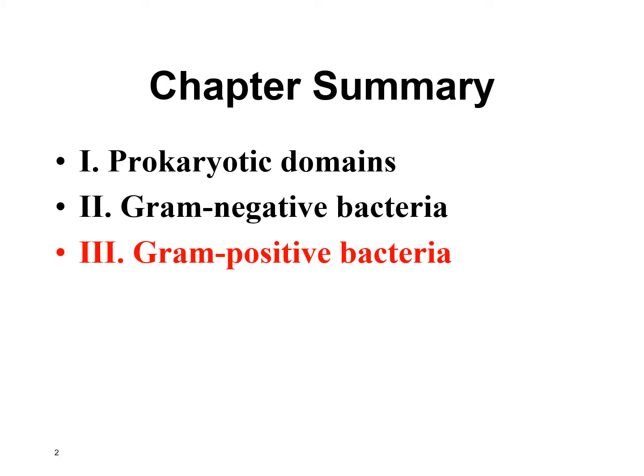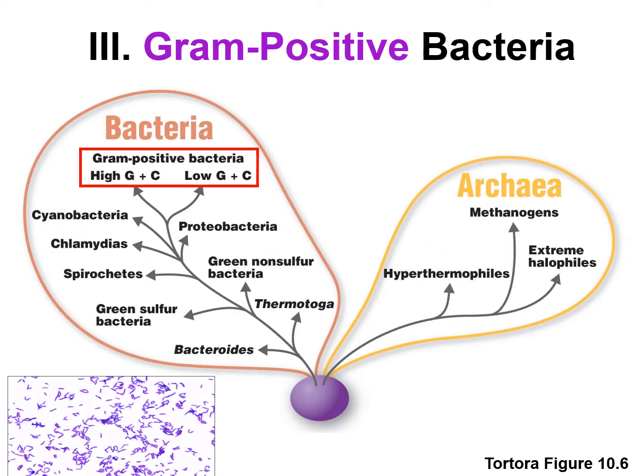We're going to take a look at the gram-positive bacteria in this video. Looking at the evolutionary tree, we're going to divide the gram-positive bacteria into two different groups. We've got the high GNC gram-positive bacteria and then the low GNC gram-positive bacteria. And what's different between them is just the amount of G's and C's that they have in their DNA.